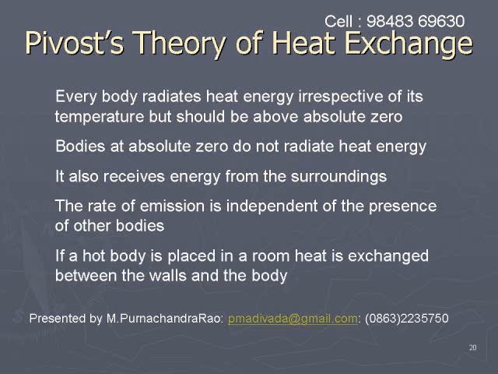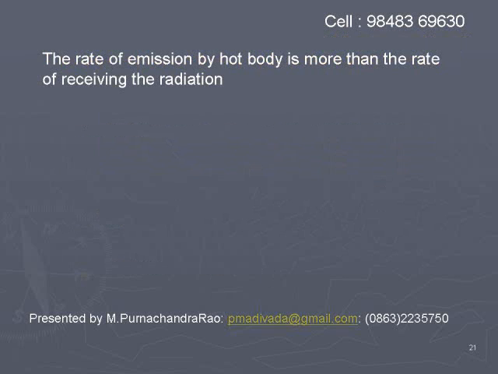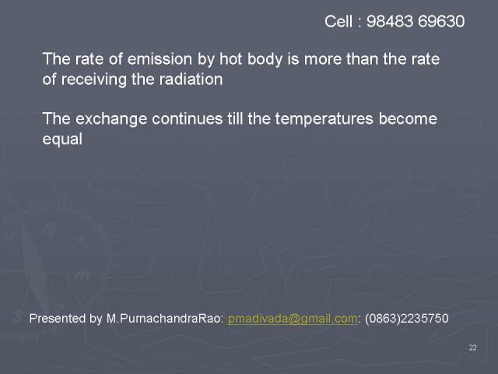If a hot body is placed in a room, heat is exchanged between the walls and the body. The hot body emits more radiation than it receives. The rate of emission by the hot body is more than the rate of receiving the radiation. The exchange continues till the temperatures become equal.